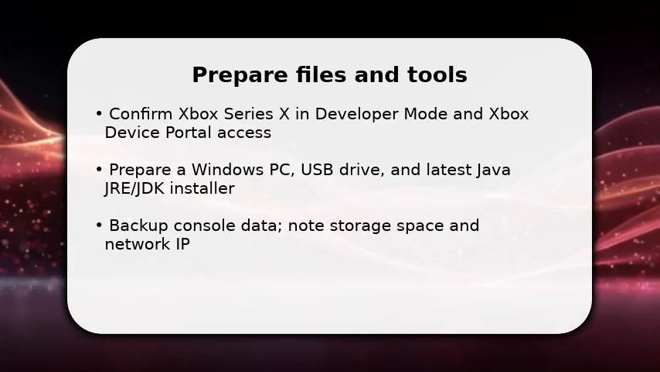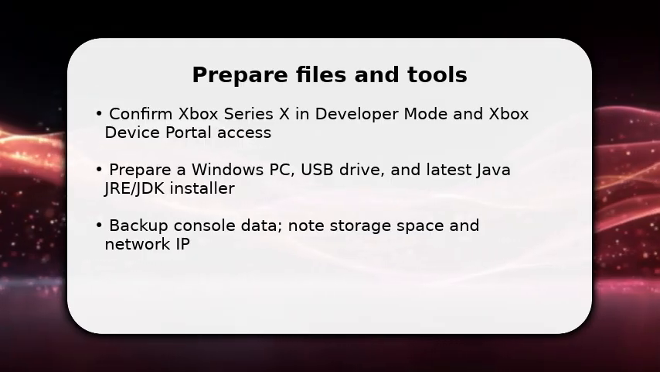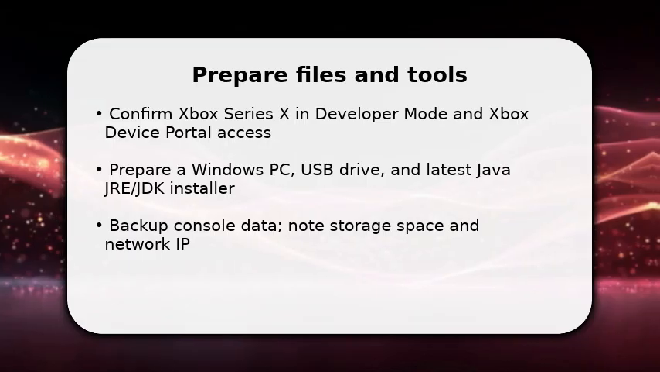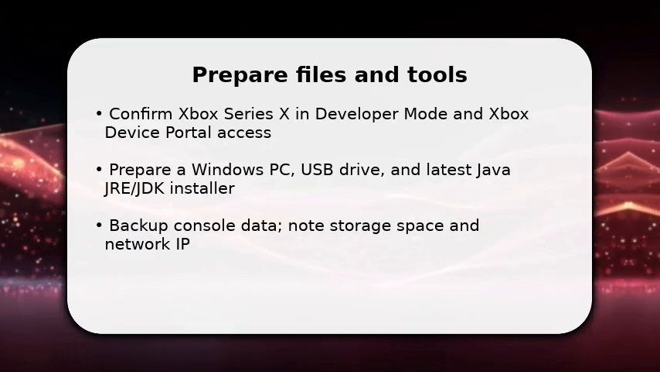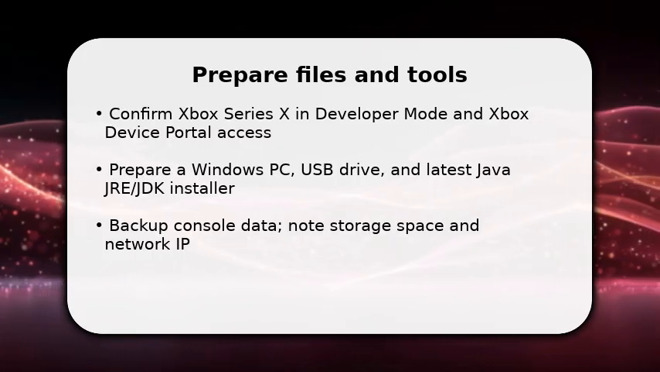You start by enabling developer mode on your Xbox and setting up the device portal. This gives you permission to deploy unsigned packages. Once enabled, make sure your PC can reach the console over the same LAN and you have administrative rights.